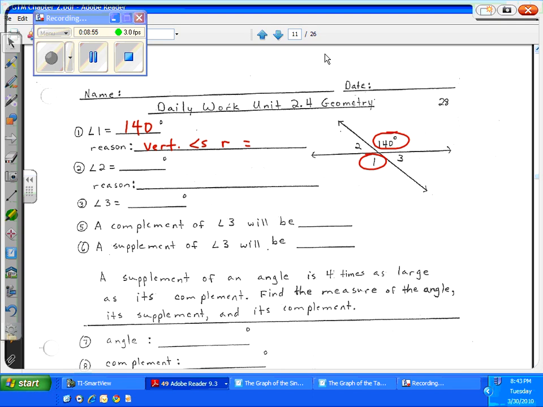angle 2 would be equal to how many degrees? Now, what you have to recall is that a straight angle is 180 degrees, right? From here all the way to here is 180. If this much is 140, then we can get the rest of it. 180 minus 140 is 40 degrees for angle 2. What could you use for a reason there?